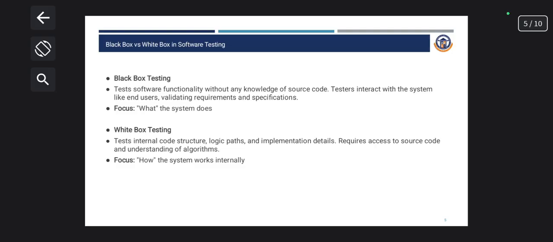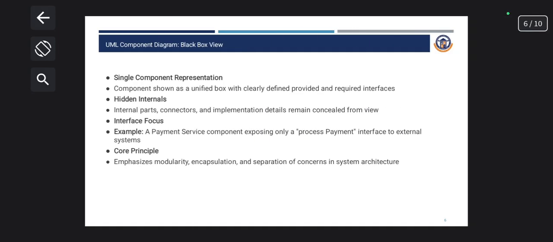So the next one is UML component diagram, black box view. In this view, each component is shown as a single unified box with clearly defined provided and required interfaces. The internal parts, connectors, and implementation details remain hidden. So you only see what the component offers to the outside world. For example, a payment service component might only expose a process payment interface to other systems, without showing how the payments are handled internally.